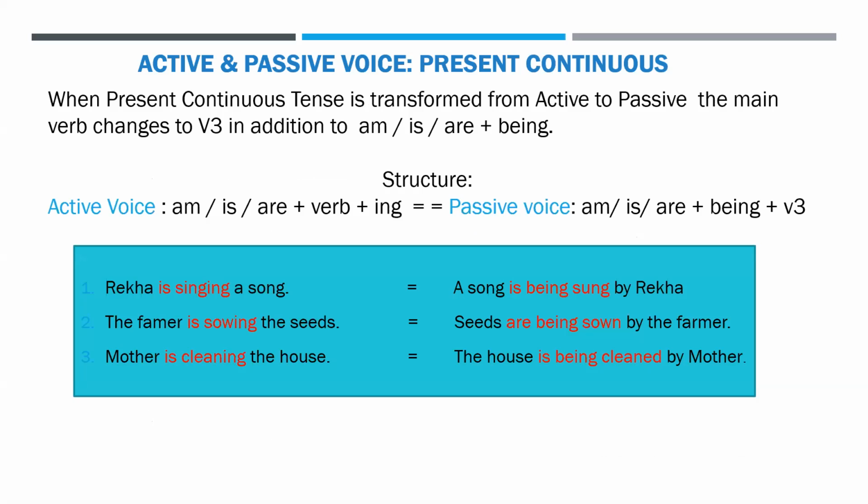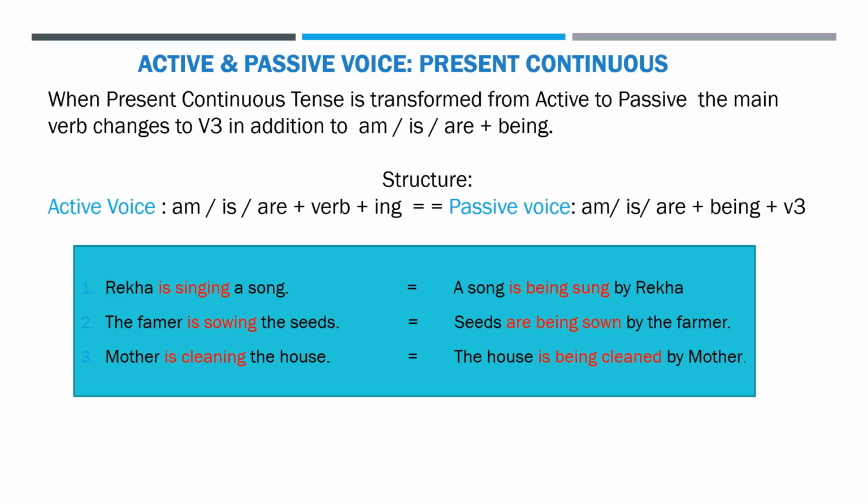Here we'll be doing the present continuous, the sentences with present continuous tense. So look at this. Rekha is singing a song. Which tense is it? Rekha is singing. Is singing is present continuous. And now check which is your subject. Rekha is the subject. And which is your object? A song is the object.